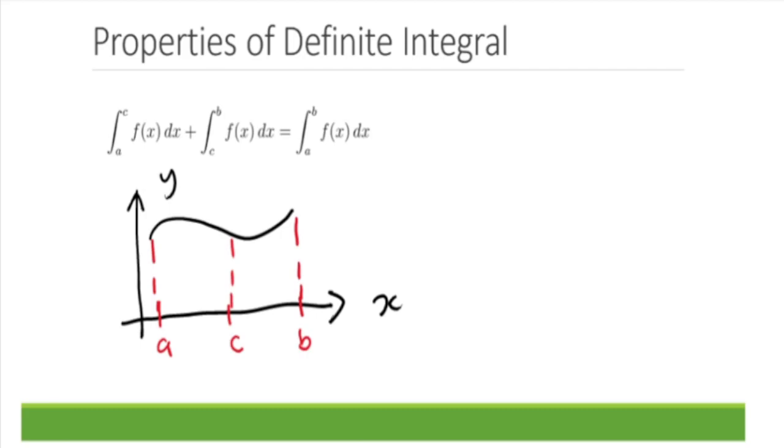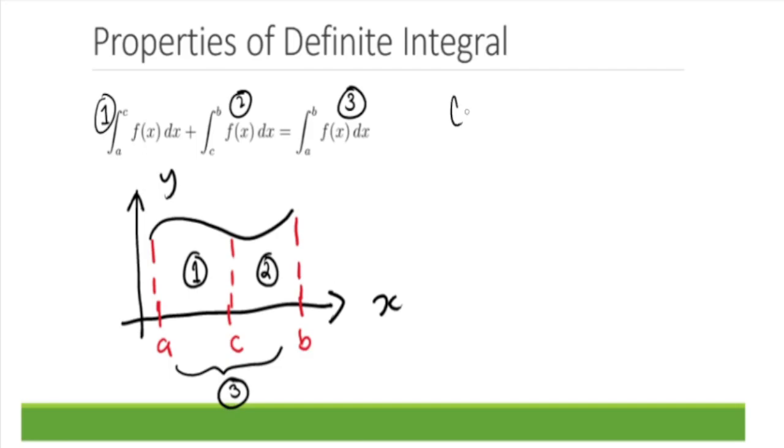Let's label them as 1, 2, 3. Okay, if we have this arrangement, this is 1, this is 2, and this entire thing is 3. So it makes sense. So, case 1, A is less than C is less than B.